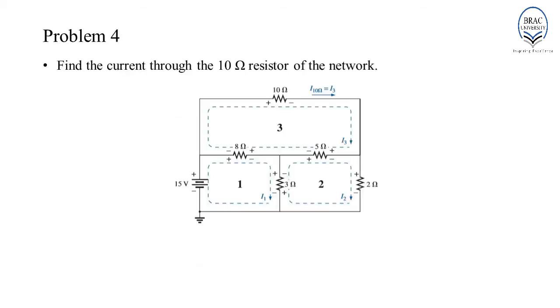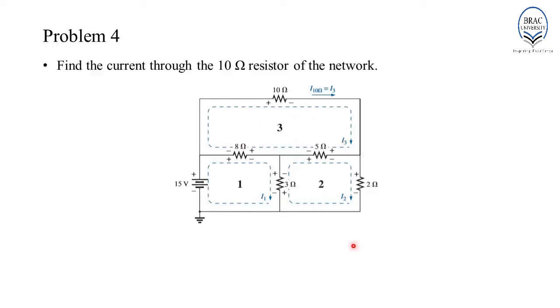Example 4. Find the current through the 10 ohm resistor of the network. That is, for this particular network, we have to determine the current flowing through this 10 ohm resistor. So, the first step is to identify the number of closed loops in this circuit. Over here, we have 3 closed loops, that is loop 1, loop 2 and loop 3.